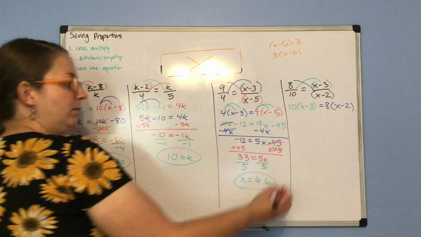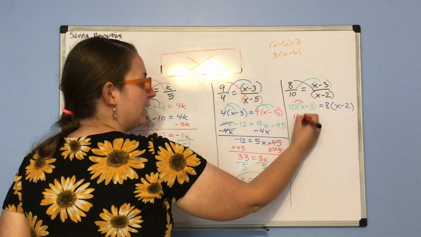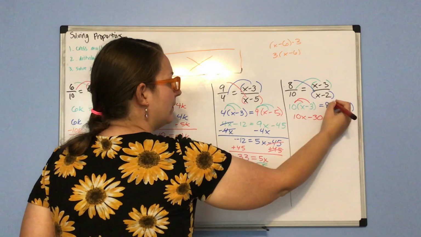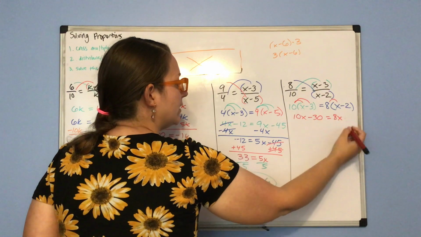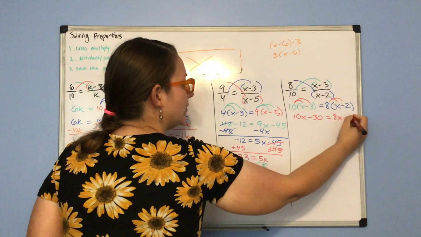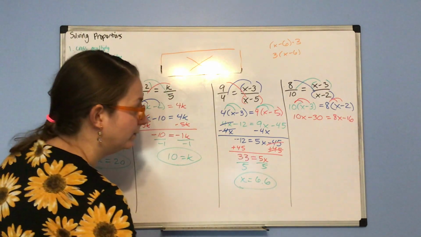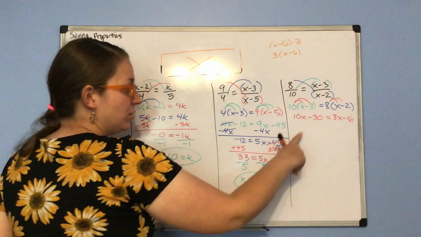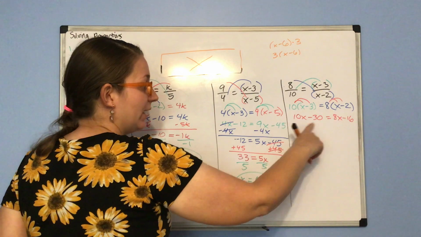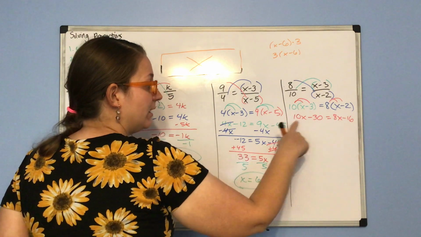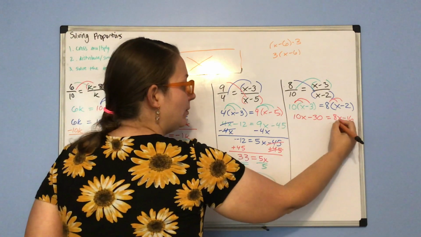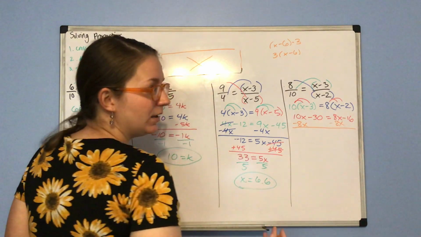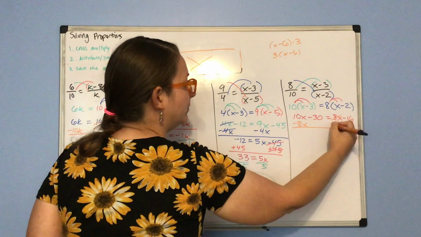Let's do some distributing. 10 times x is 10x. 10 times negative 3 is negative 30. 8 times x is 8x. 8 times negative 2 is negative 16. Again, from here, you can choose to move your x's first. You can either subtract 10x from both sides or subtract 8x from both sides. I'm going to pick subtracting 8x, but if you worked ahead and did it the other way, as long as you get the same final answer, you're good.